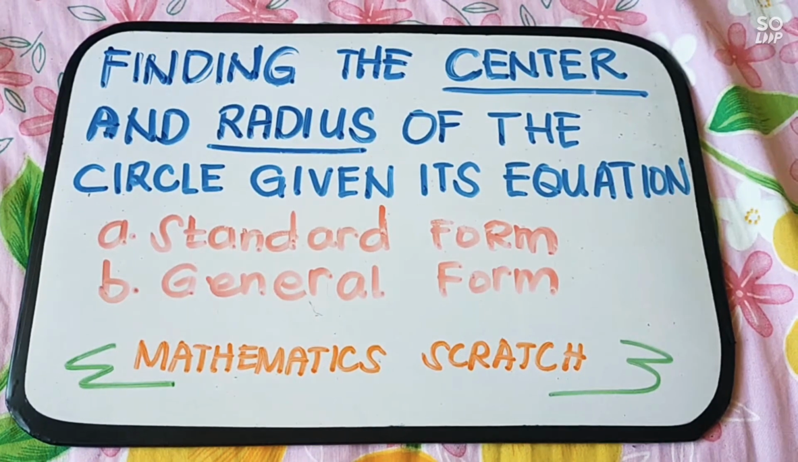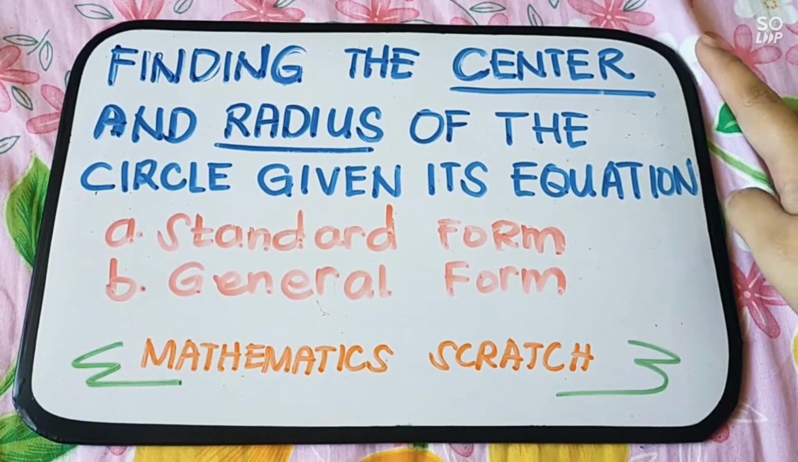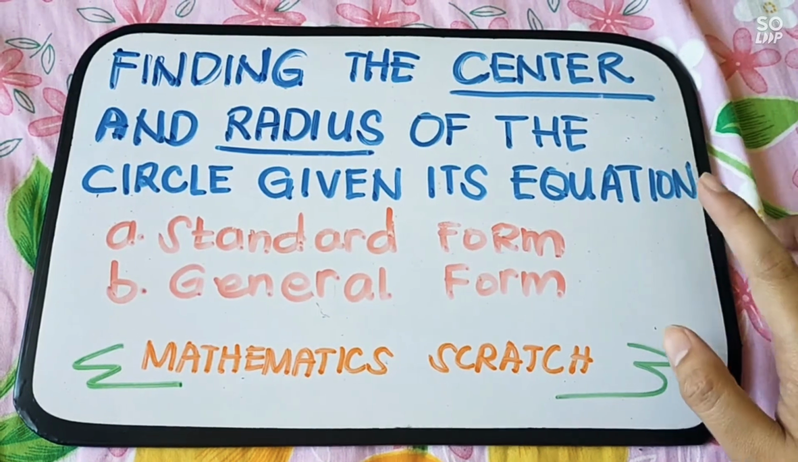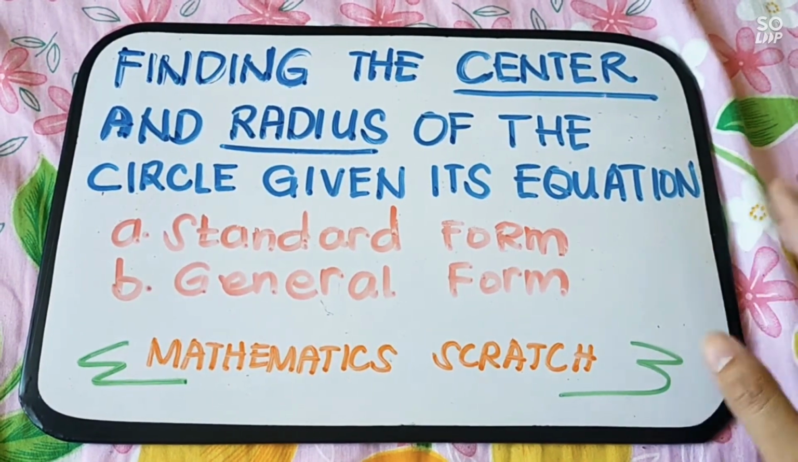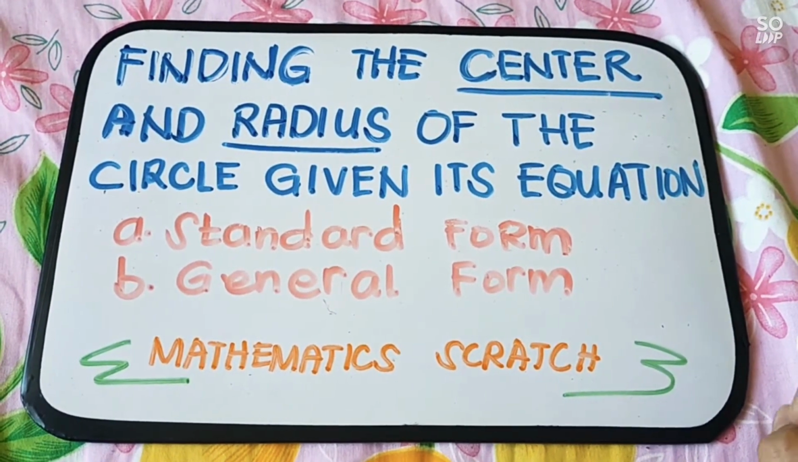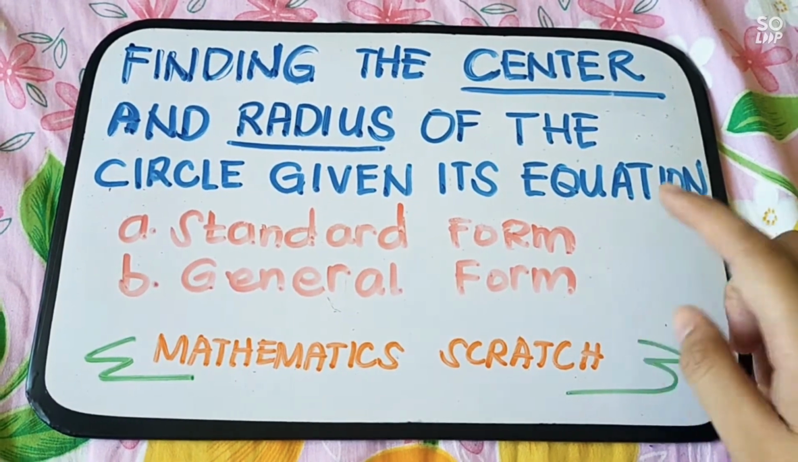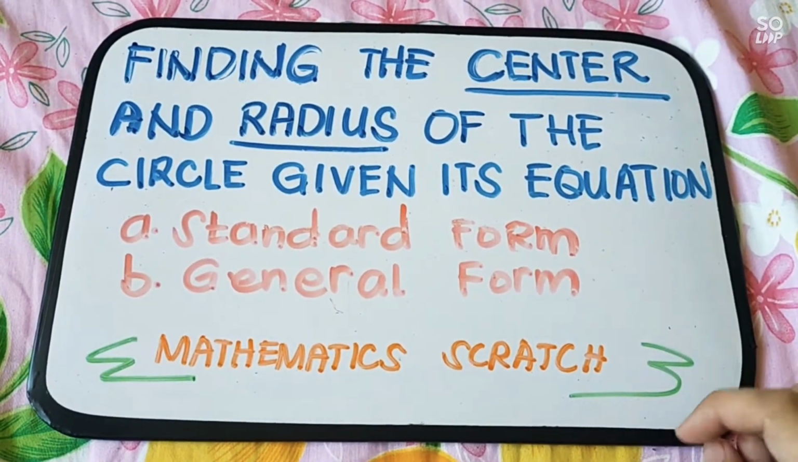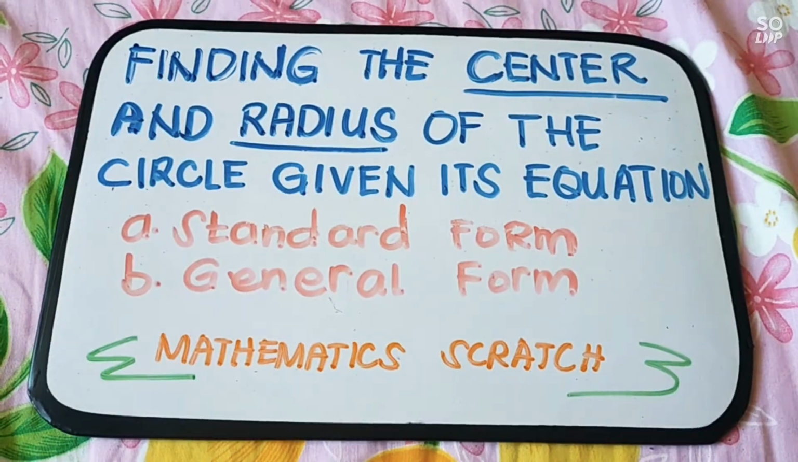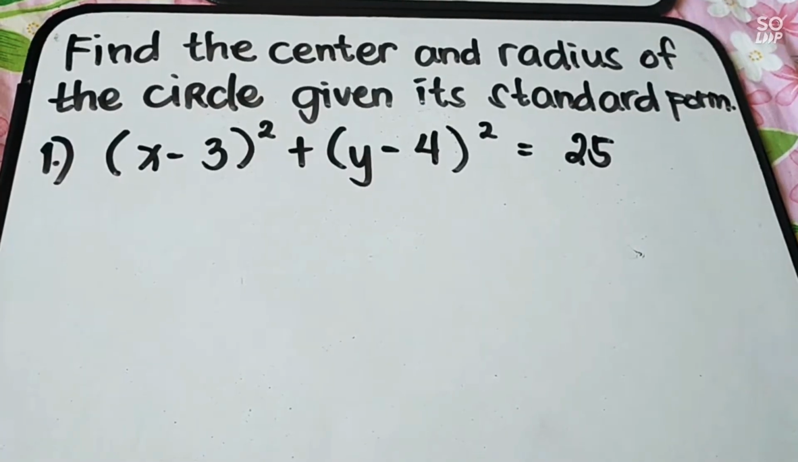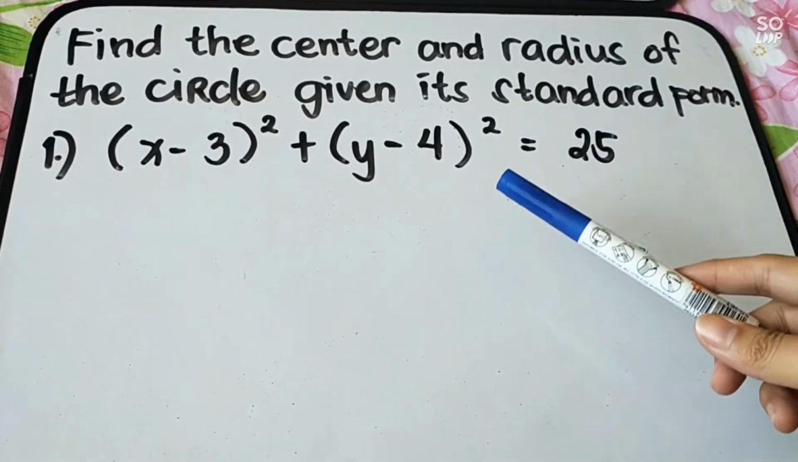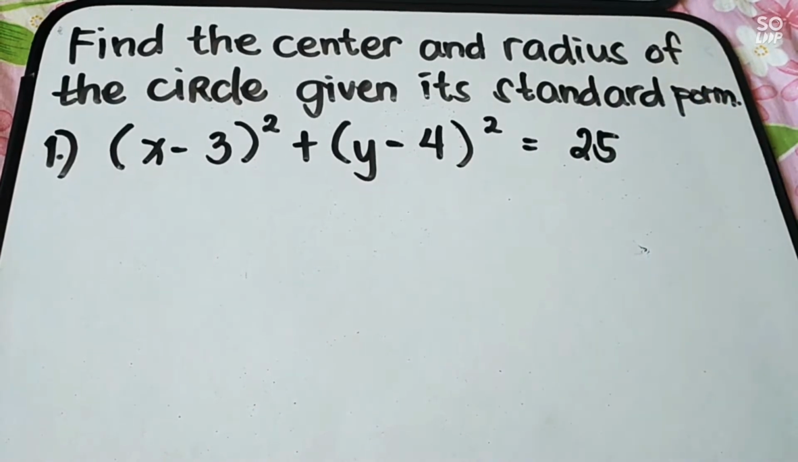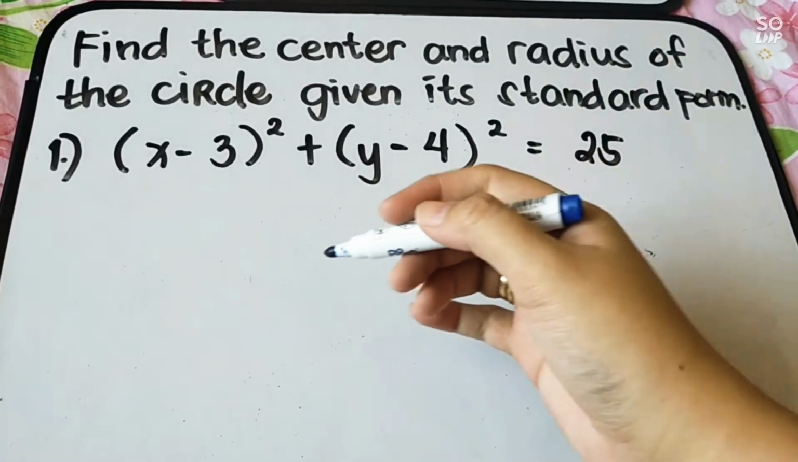In this session, we are going to talk about finding the center and radius of the circle given its equation. Letter A, if the equation is in the standard form, and letter B, if the equation is in the general form. Let's start with finding the center and radius of the circle given its standard form. Let's have first the standard form.